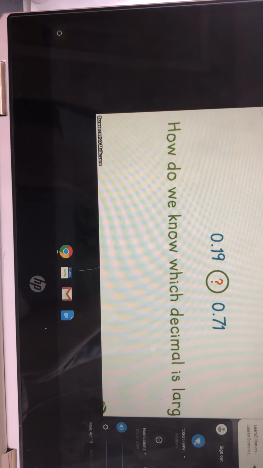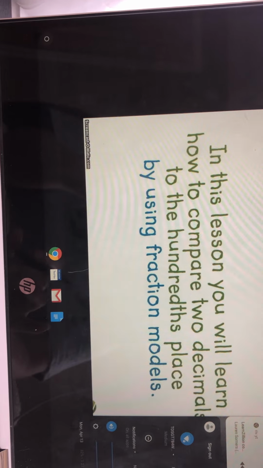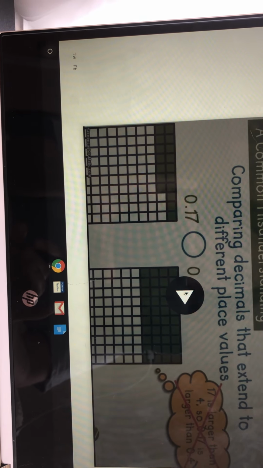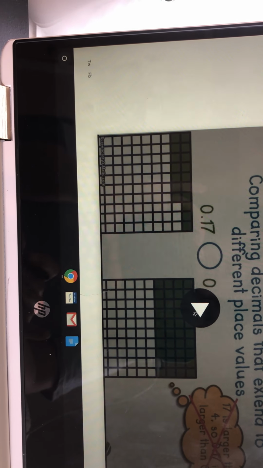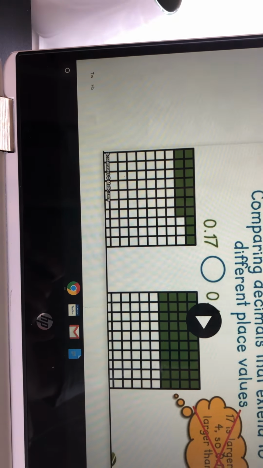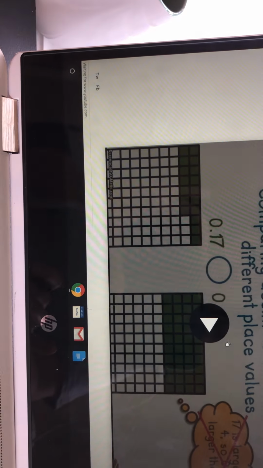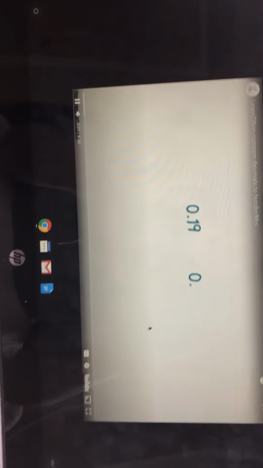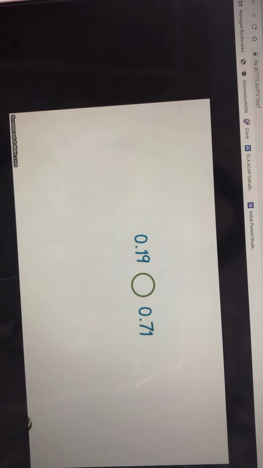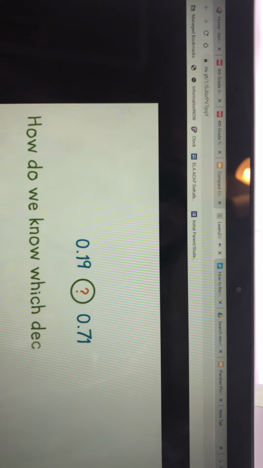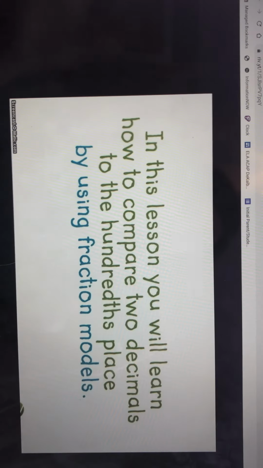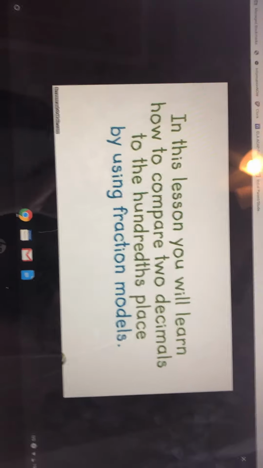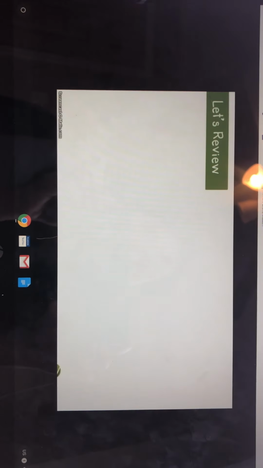How do we know which decimal is larger? If we are comparing 19 hundredths and 71 hundredths, how do we know which decimal is larger? In this lesson, you will learn how to compare two decimals to the hundredths place by using fraction models.